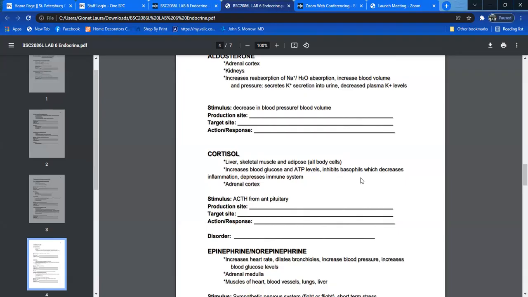It has a tendency to inhibit basophils, which can decrease inflammation and thus depress the immune system. It also interacts with or inhibits interleukin-2, which is another chemical that is active in communication and stimulating of the immune system. Cortisol also interferes with and has a tendency to break down some of the connective tissue of ligaments.